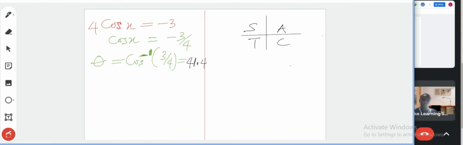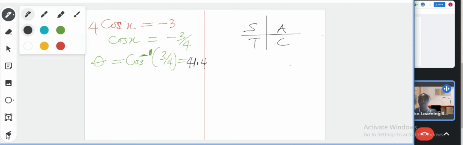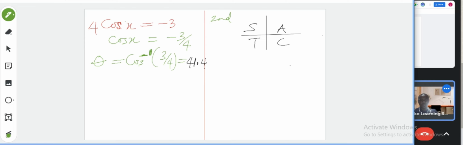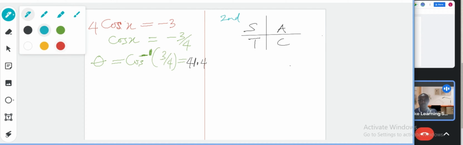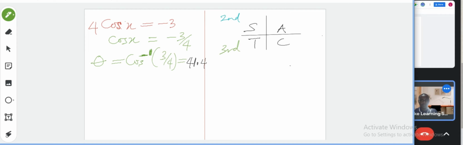Cos is negative in the second quadrant and the third quadrant. We normally use blue for second. Second here and third here. That's where cos is negative. So I can just write it: cos is negative at second and third quadrant.